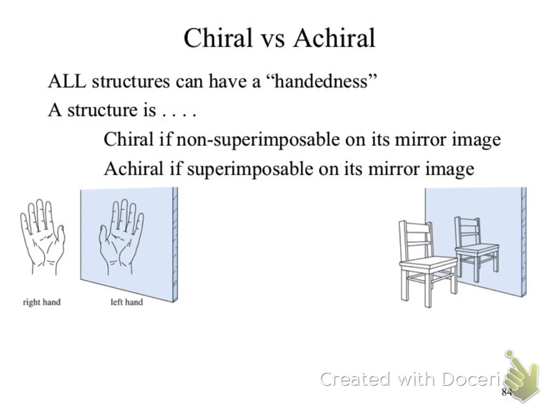Okay? So, the big term that comes out of this is this difference between chiral and achiral. Okay? Chiral is if it's non-superimposable on its mirror image. Okay? Remember the whole left and right? Oh, they totally overlap. Careful. Okay? What we're talking about is non-superimposable on its mirror image.